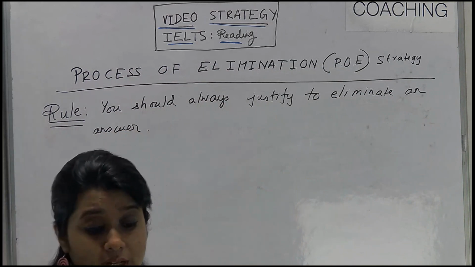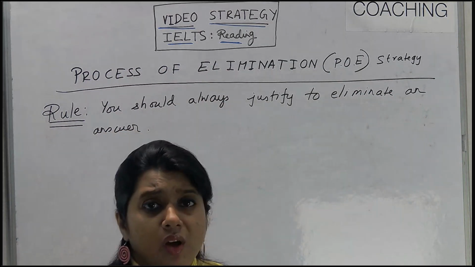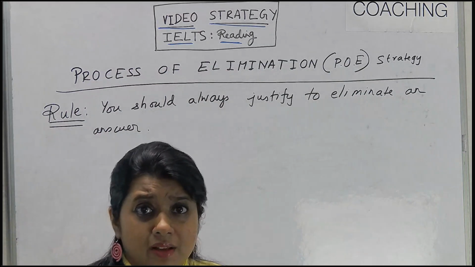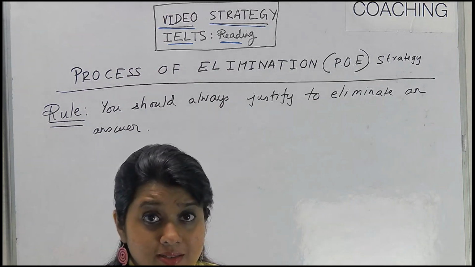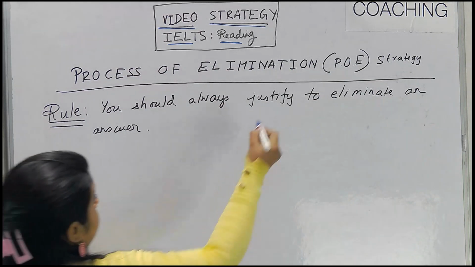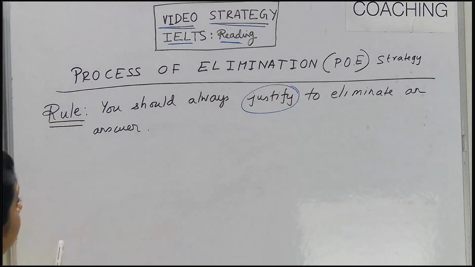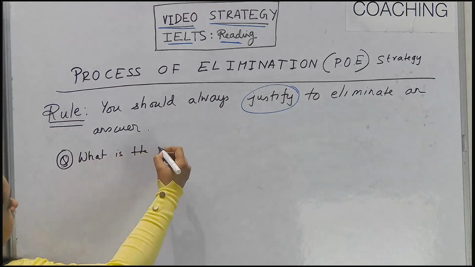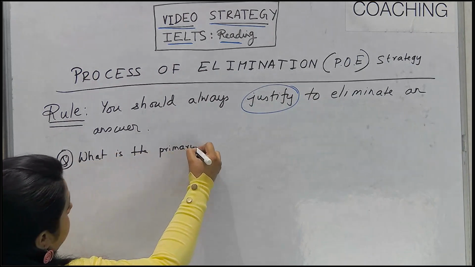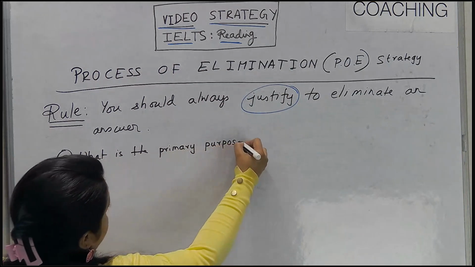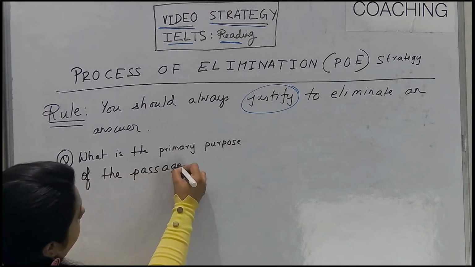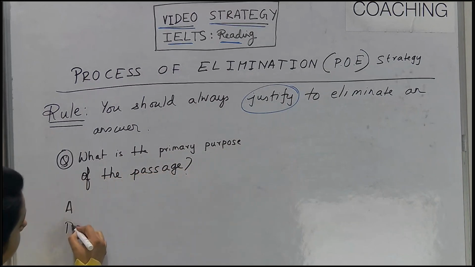You should always justify to eliminate an answer. Now, what is meant by justify to eliminate an answer? Will I eliminate the answer because I want to eliminate? That doesn't make sense, right? So say for example, the question is, what is the primary purpose of the passage? And you have 4 answer choices, A, B, C, D.